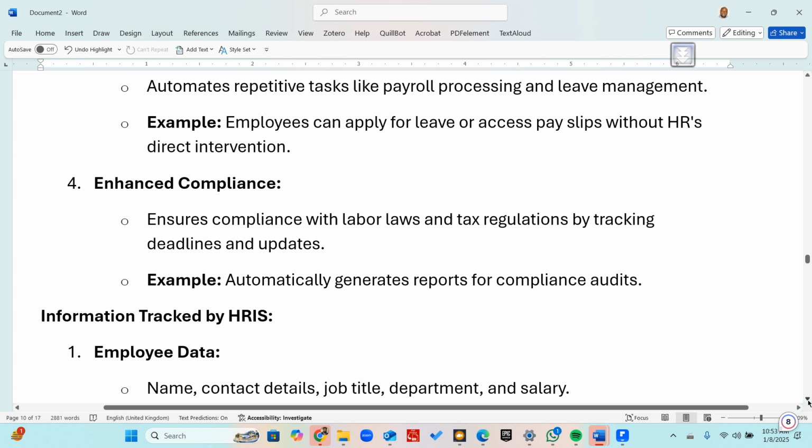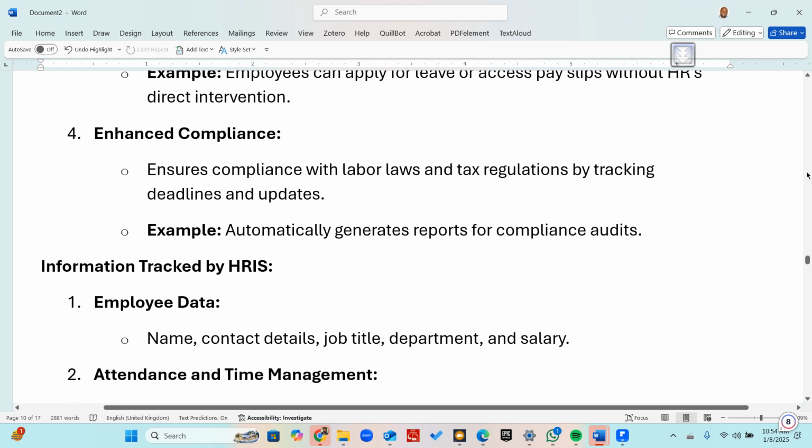It enhances compliance because HRIS helps with compliance with labor laws and tax by tracking deadlines and updates, and automatically generates reports for compliance audits. And number 5, let me add number 5 here. It helps in making the organization more decentralized. Like you can be in Kano, and since you have an HRIS system, the branch in Kano can see the demand that has been made from HR in Lagos. Your office in Abuja can see what is required for audits, and it can track applications and other things. So it also helps in decentralization and helps to make work more efficient by decentralizing it.